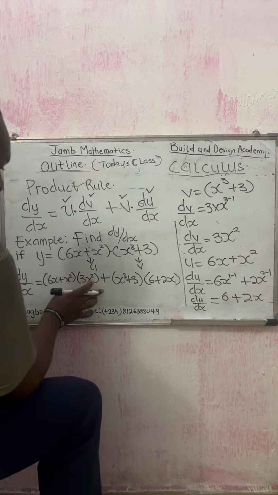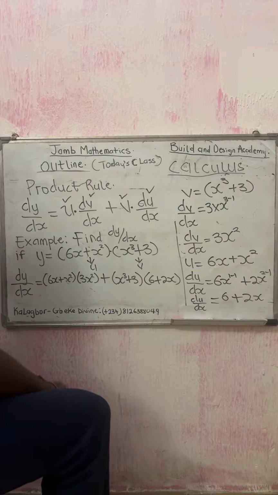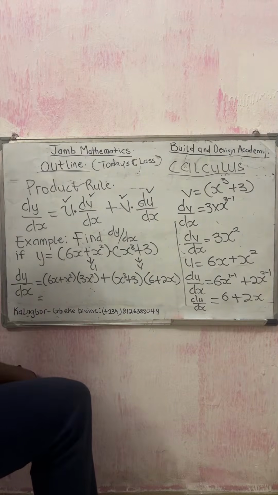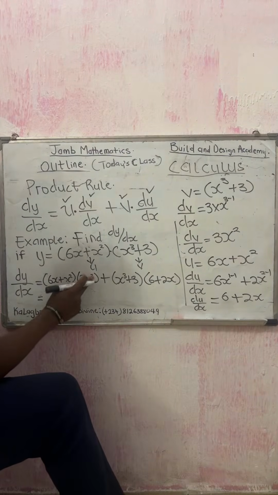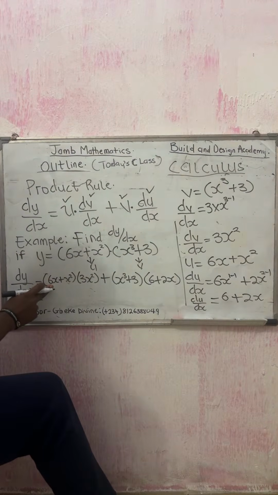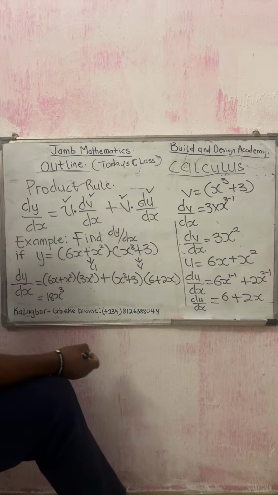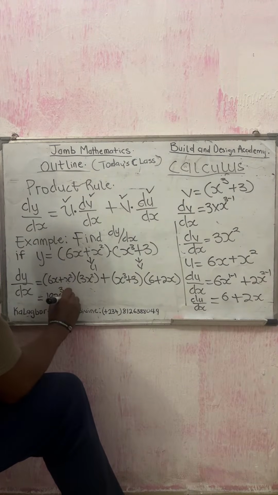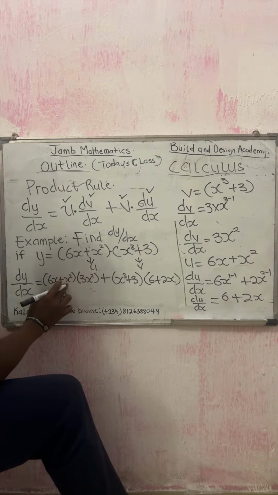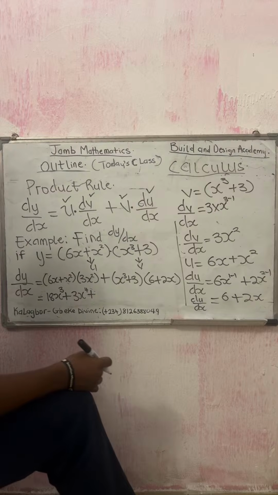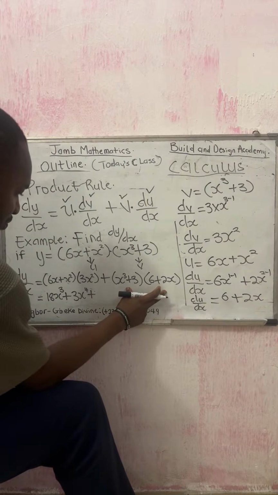So now from here we simplify. If we simplify, we will now have 3x squared times 6x will give us 18x cubed, plus 3x squared times x squared will give us 3x raised to the power 4, plus, now we'll expand these two.